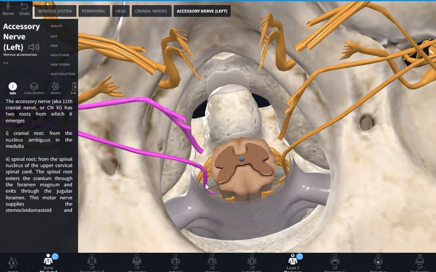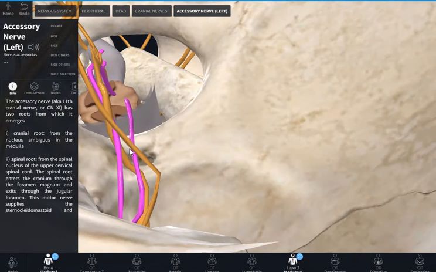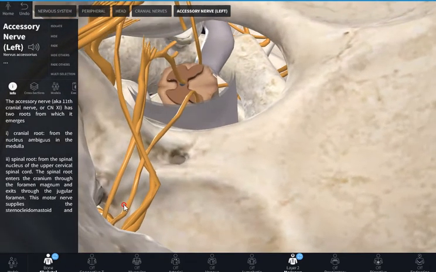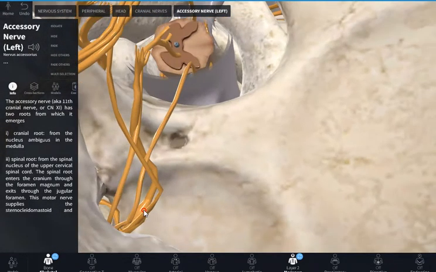You see that the spinal accessory nerve starts and goes upward. It goes upward through the foramen magnum and then comes down and binds with the vagus nerve, and is going to be distributed with it.